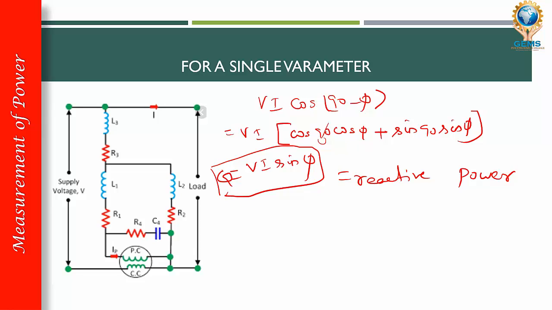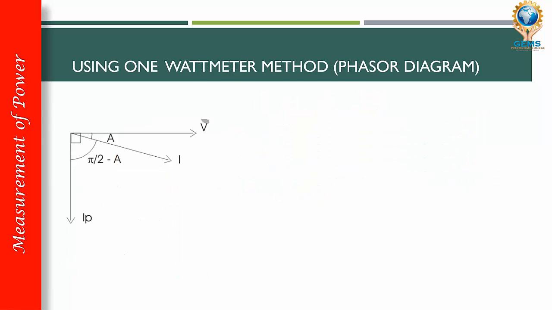For the single phase varmeter, the phasor diagram will be like this. We can see the current and the voltage lag by an angle of 90 minus phi. So this is how we measure the reactive power for a polyphase varmeter, a single phase varmeter for a three-phase circuit, and for a single phase circuit.